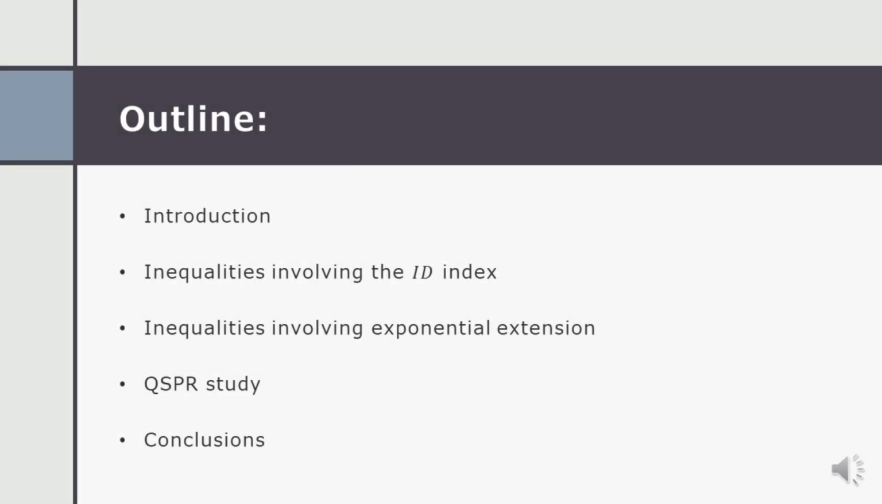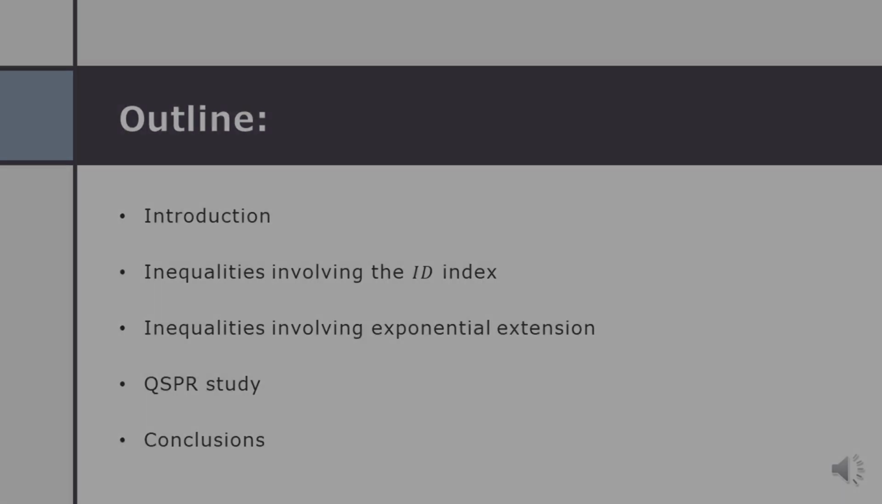The presentation will be divided into 5 sections. First, the topological indices and the inverse degree index will be briefly introduced. Secondly, some of the inequalities obtained for the ID index will be discussed. Thirdly, we will talk about exponential extensions of the topological indices and present some of the inequalities obtained for them. Then, the results of a quantitative structure property relationship analysis will be presented. Finally, the conclusions of this research will be discussed. Let's start with the introduction.